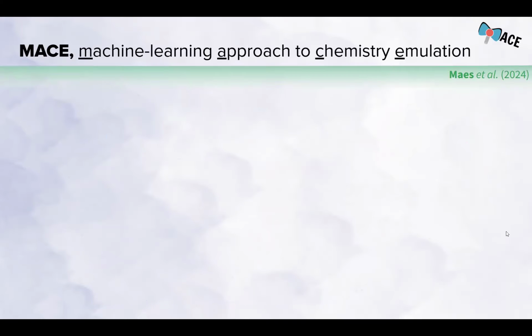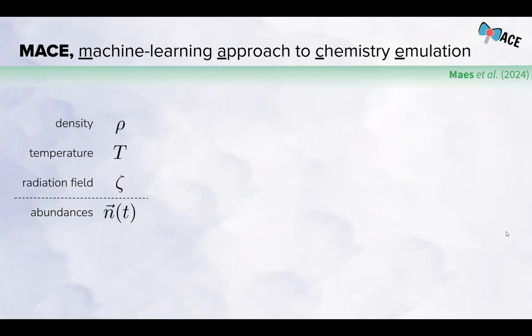Then the last thing I will be talking about is Maes, which is a bit the prime project of my PhD, so hence I'm including it here. So Maes stands for Machine Learning Approach to Chemistry Emulation. As the name says, it's an emulator for chemistry. So how does chemical kinetics work? Maybe a bit short, if you don't know.